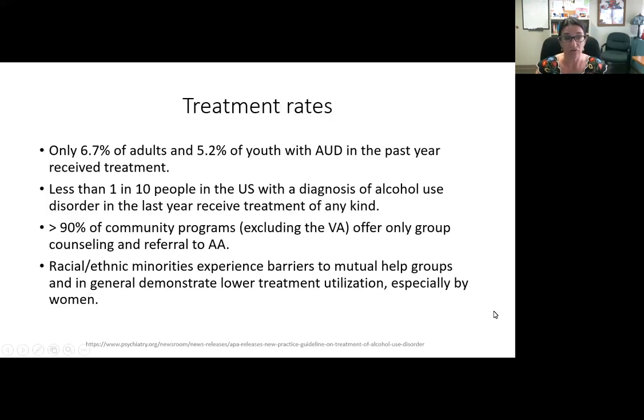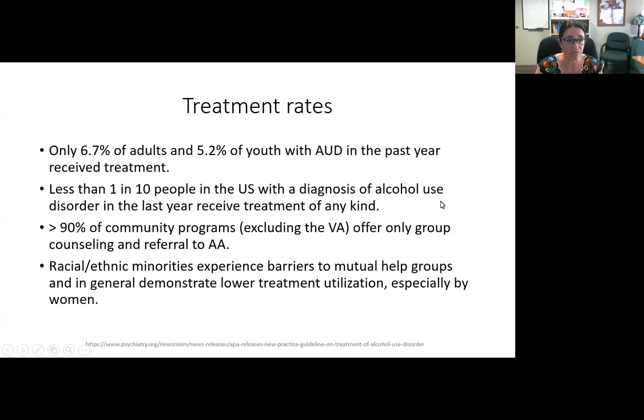Just to touch upon treatment rates, sadly, it's pretty low. Only about 7% of adults and 5% of youth with AUD in the past year received treatment. That's less than 1 in 10 people in the US with a diagnosis of AUD in the last year receiving treatment of any kind, and we see this with opioid use disorder as well. At least 90% of community programs offer only group counseling and referral, which indicates a lack of comfort with prescribing medications for this.